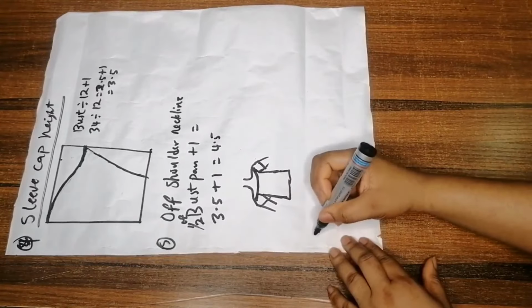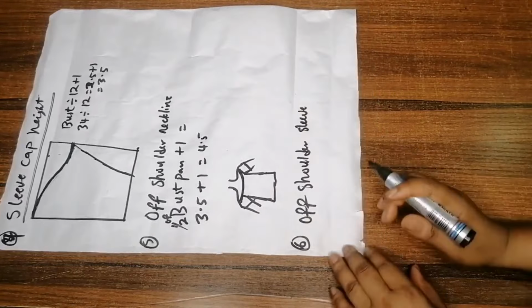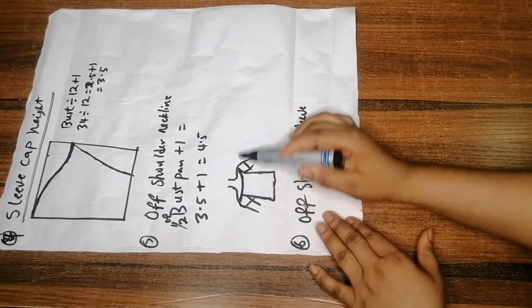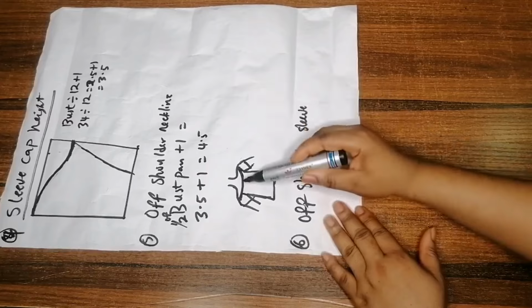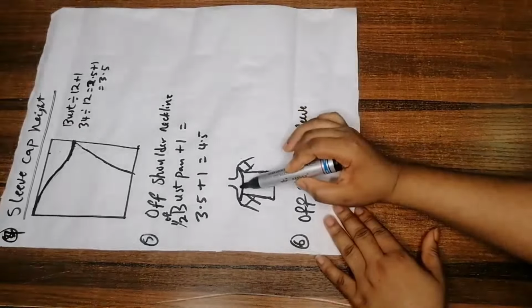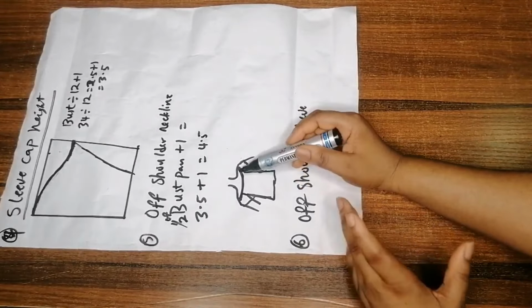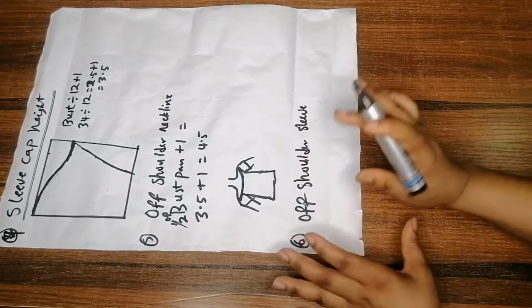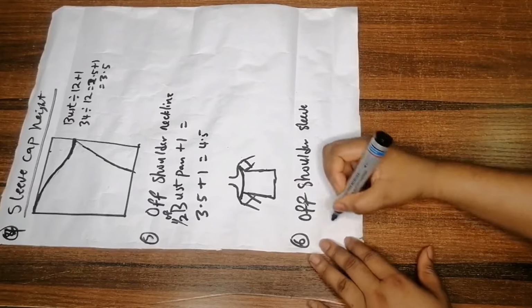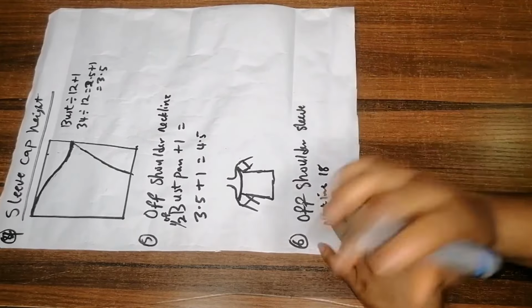Now the 6th one is your off shoulder sleeve. Whatever you have here, remember that I said mine is going to be 9 inches when I open it up. So I will have 9 inches at the front, then 9 inches at the back. 9 plus 9, I will have 18 inches as my front and back neckline.